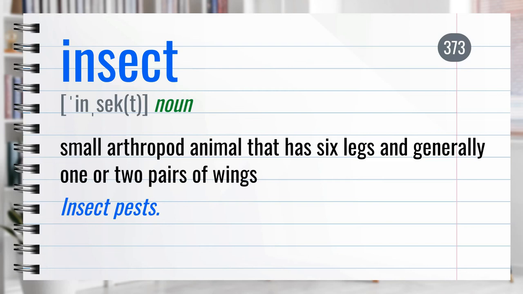Insect. Insect means small arthropod animal that has six legs and generally one or two pairs of wings. For example, insect pests.